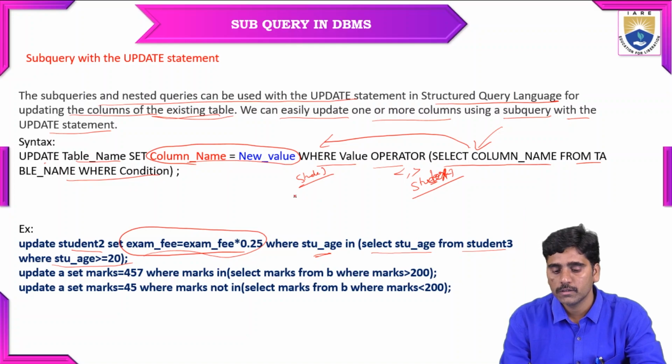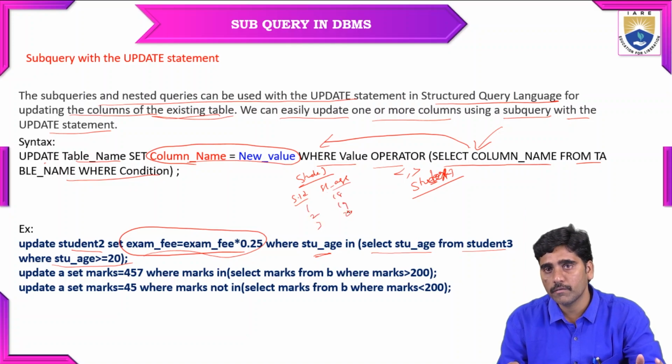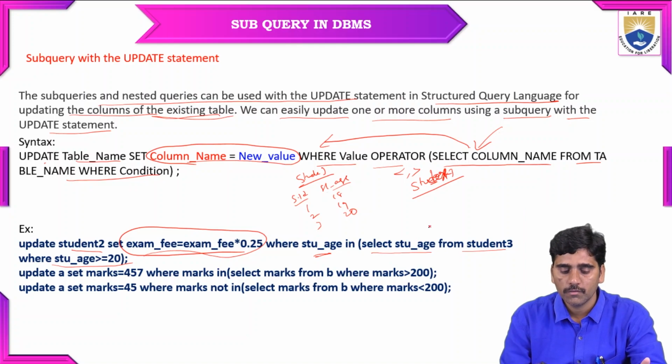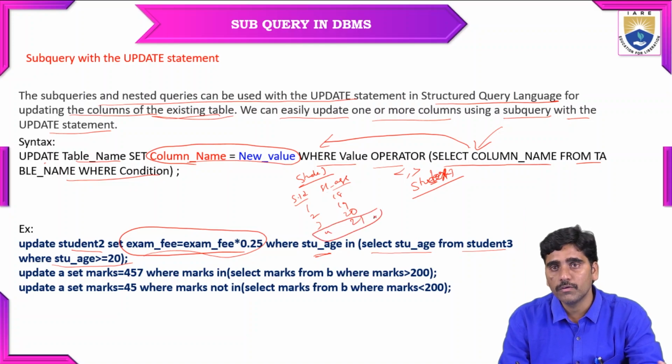In the table, student ID and student age columns are there. So ID 1, 2, 3 and age 18, 19, 20, suppose I am having these values. Based on these values, I am executing the subquery: select student age from student 3, where student age greater than 20. That means whoever has an age greater than 20 will be the result here. So select student age 1, that is nothing but 21, will be here.